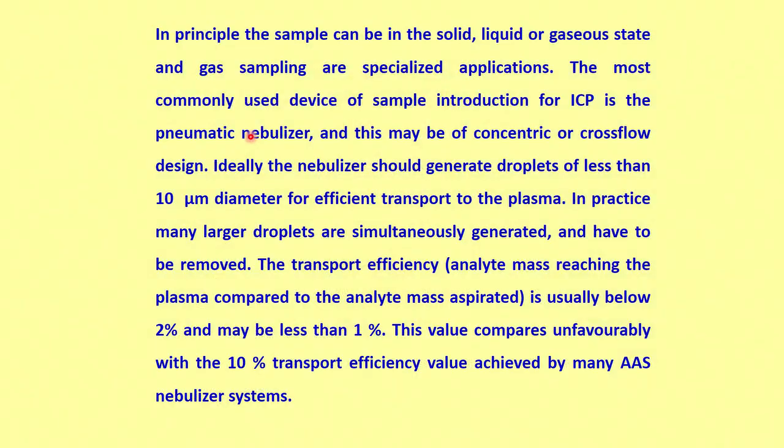So, the sample introduction for ICP is basically a pneumatic nebulizer only, okay. And this may be of concentric or cross flow, both designs are possible. Ideally, the nebulizer should generate droplets of about 10 micrometer in diameter for efficient transport into the plasma. Suppose the particles are bigger, then what happens? If the particles are bigger, they will not form the aerosol, but they will fall down, and the water droplet will drain out, that is waste of the sample.